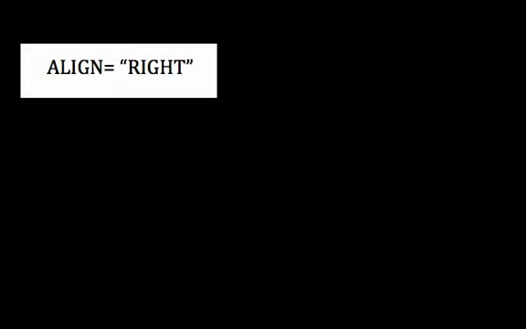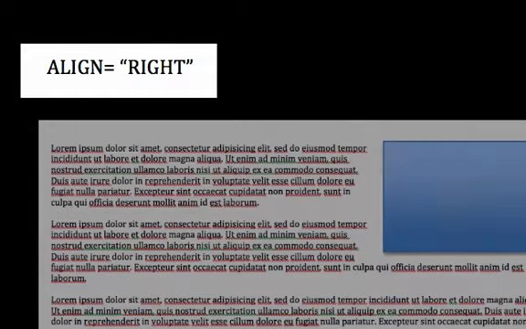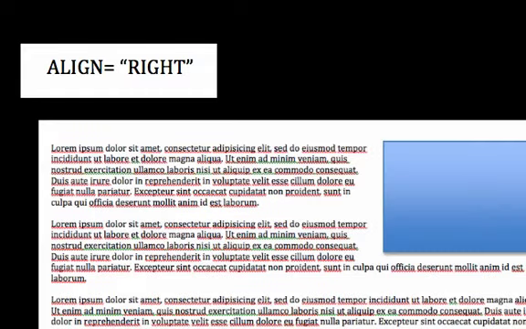In order to wrap the text to the right of the image, we use the command align equals right, with the word right in quotation marks. You can see from the sample image that that would have the image to the right of the text and look something similar to this.